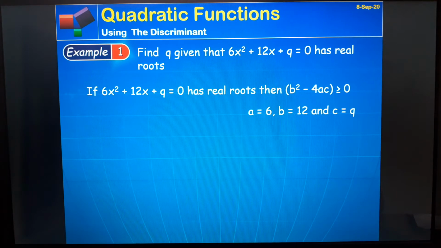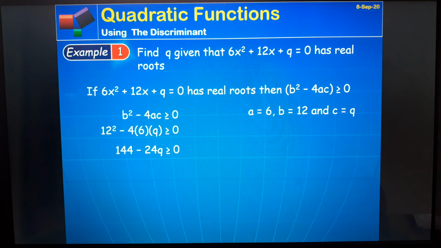We identify our coefficients. We have a as 6, b is 12, and c is the letter q. So we put that into the discriminant, making it greater than or equal to 0 to begin with, and we'll then use that to find what the letter q is. So we substitute the numbers in. b squared minus 4ac is 12 squared minus 4 times 6 times q. And we know, because we're told that the roots are real, that we can make it greater than or equal to 0. So it's important that you start with that fact to begin with.